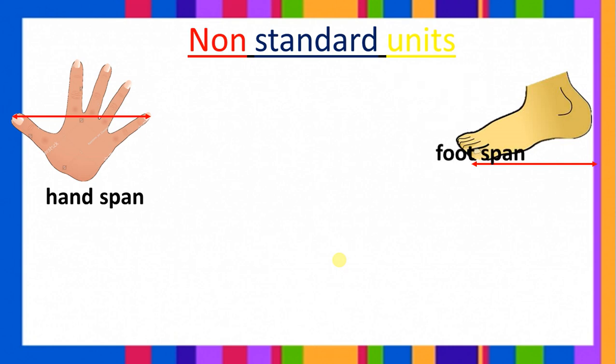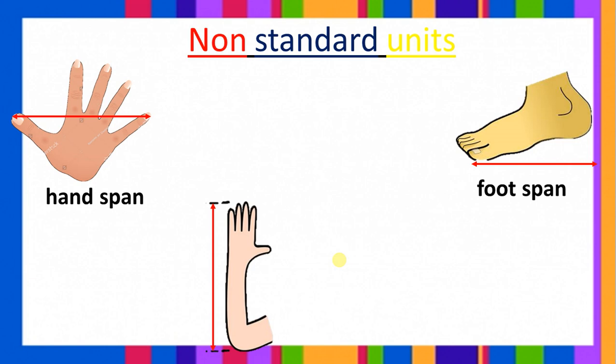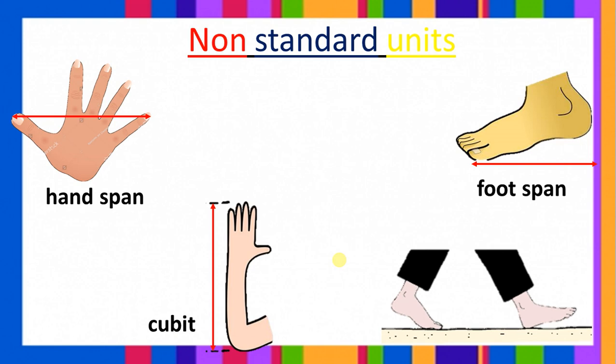Similarly, this is called footspan. People also measure the length of objects by using their footspan. Similarly, people also used to measure the length of an object by using cubit. Cubit means the distance from their arm to their hand. People also used to measure the length by using their pace. These are some of the non-standard units.